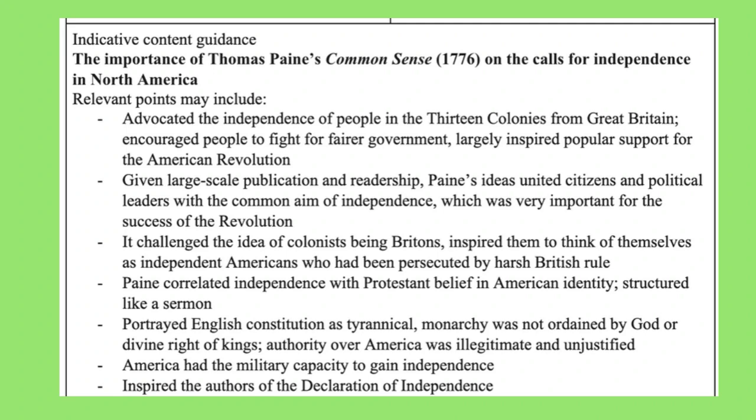Now for the first question, you could make a point about how large the scale of publication was and therefore how many people read Common Sense. And then to explain why that had an impact on independence in North America, you can say that his ideas united people with a common aim. They all wanted to be independent, and that was really important for the success of the revolution. So there you can see that I've given some evidence from my own knowledge. I knew that it was published widely, I knew lots of people read it, and I used that evidence to link the two elements of the question together and explain why the first bit was important for the second bit.